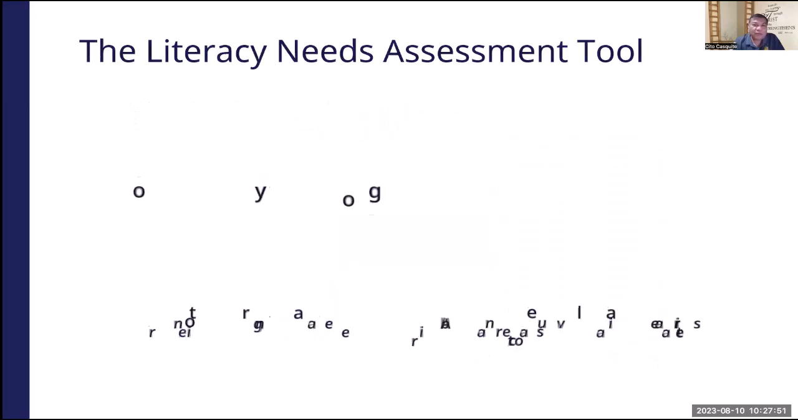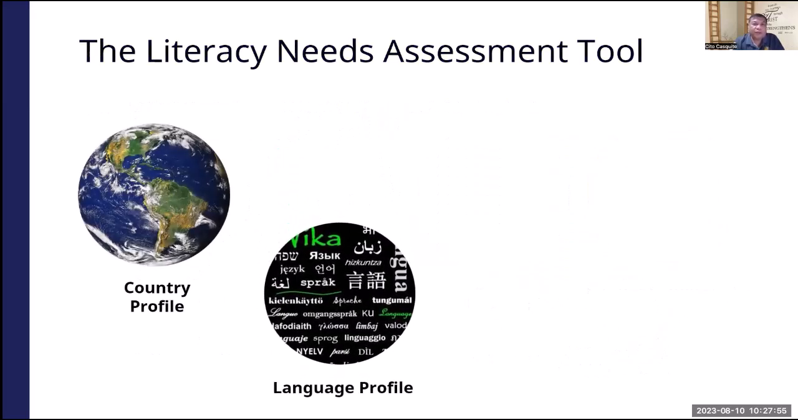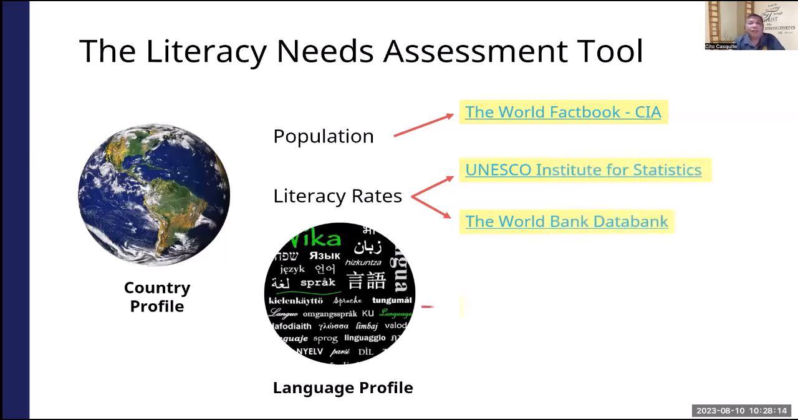So going back to the first part of the tool, the country profile, the upper part of the tool, the first two sections that deal with country and the language situation, we have the different databases to look at. In terms of population, we use the World Factbook by CIA. We find it very informative and current, especially with the population of the country, as well as UNESCO Institute for Statistics and the World Bank data bank.